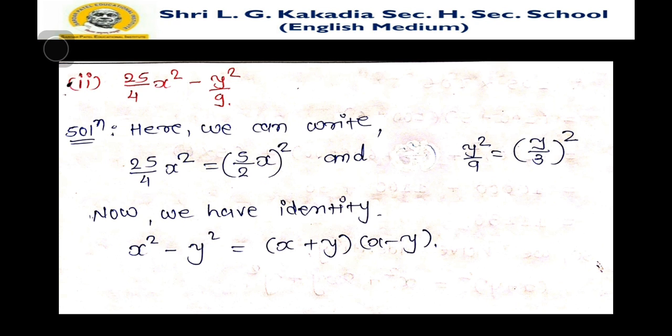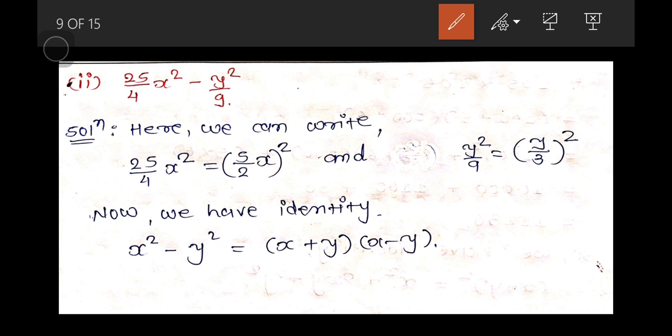Here is the second example, as you can see here: 25 by 4 x square minus y square by 9. Again, this can be a square and this can be b square. So here we can write 25 by 4 into x square as 5 by 2x all square.